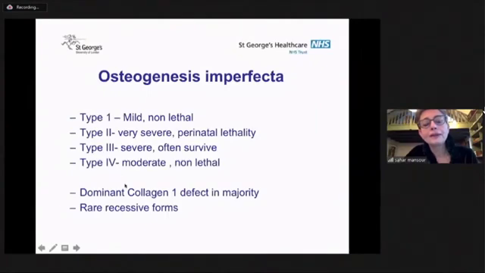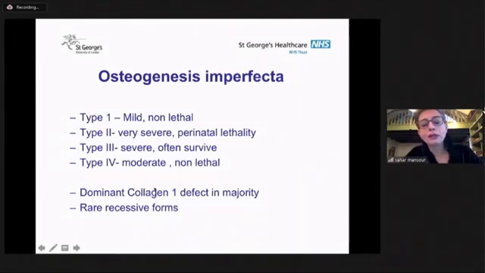Aris touched on the different types. He's right, there are 8 types, but the most common 4 are these 4, and they're in the wrong order in my brain. I always remember it as the wrong order. Type 1 is the mild, non-lethal type that you probably wouldn't see antenatally. Type 2 is the very severe perinatal lethal type that both Aris and I have described. Type 3 you may see antenatally with fractures. These often do survive, but it's very severe. And type 4 is a moderate, so it goes in the wrong order. And you may pick up some of these antenatally.